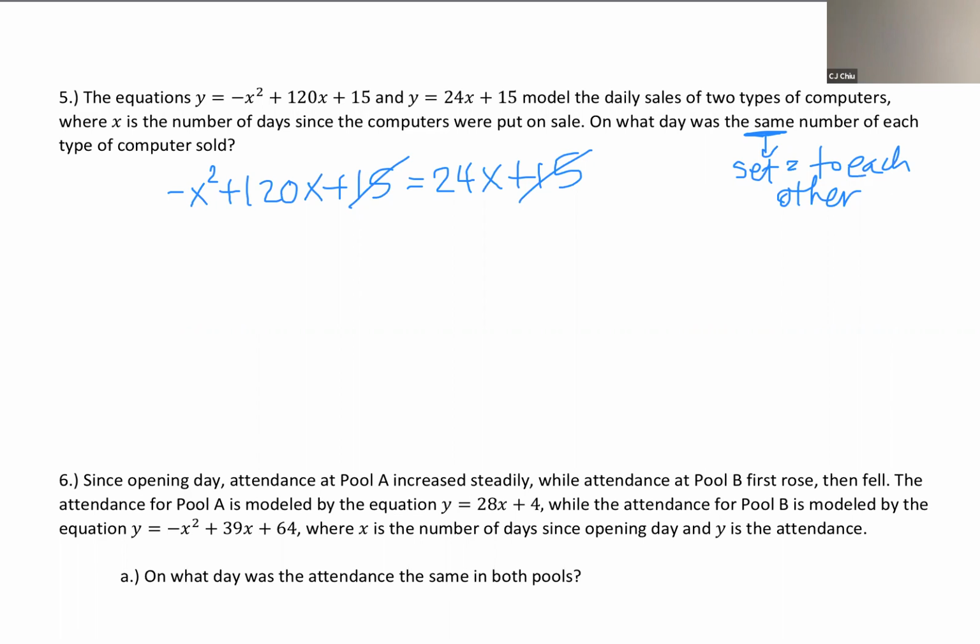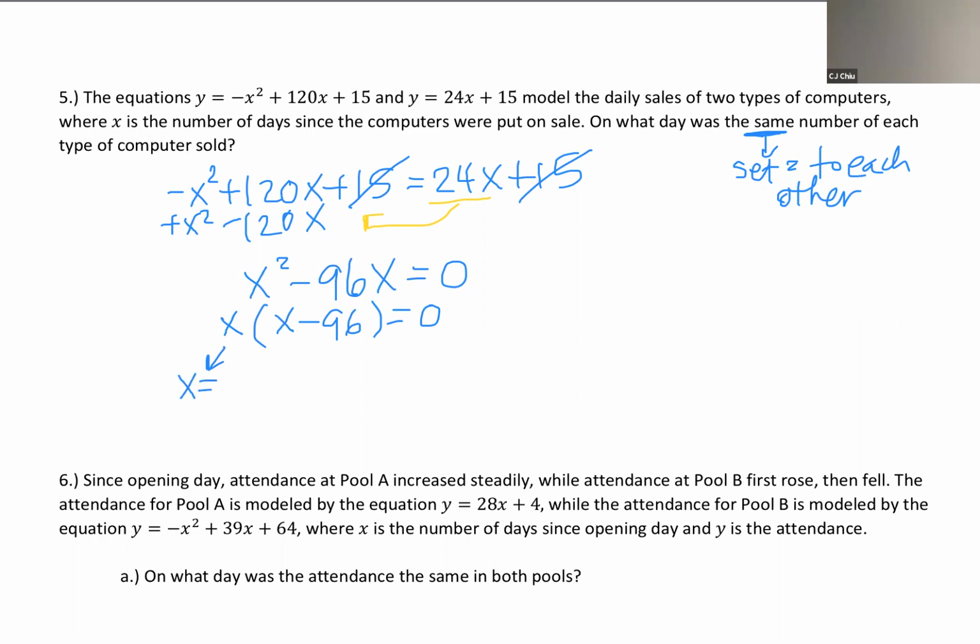If you push everything over to the right side, so plus x squared minus 120x, you get x squared minus 96x equals 0. Again, if you wanted to push the 24 over to that side, you can. You would just have to change the signs. So in order to factor, you just do GCF. Remember, we check for that all the time. So x times x minus 96 equals 0. Here, we say x equals 0 or x equals 96.